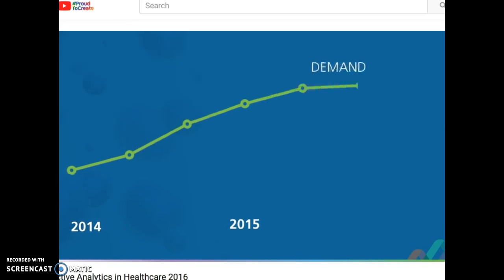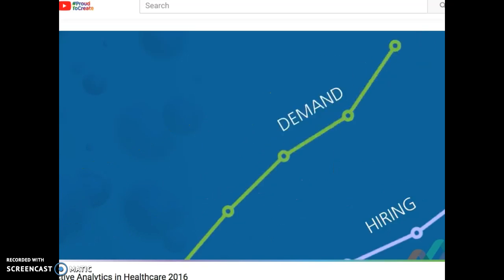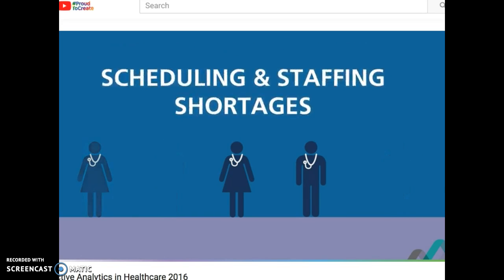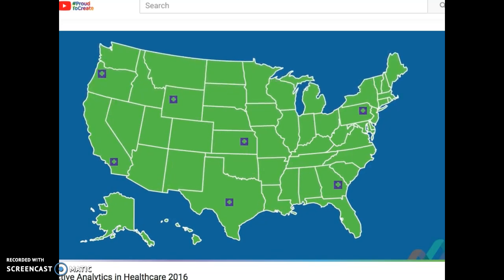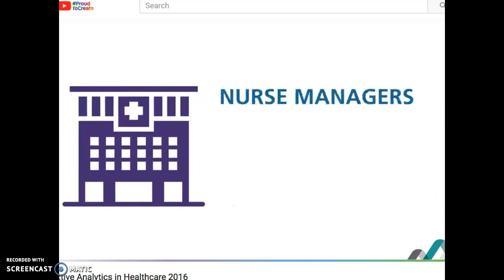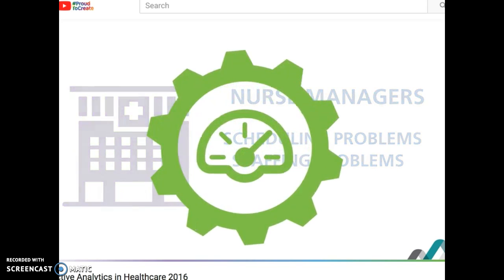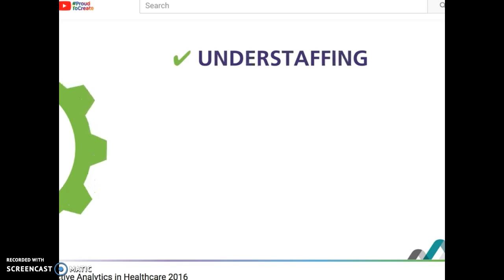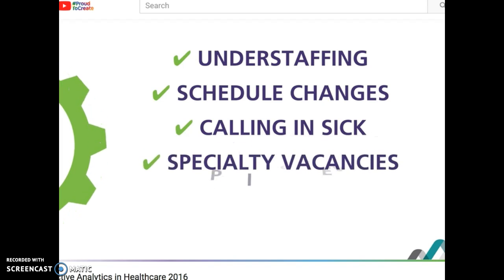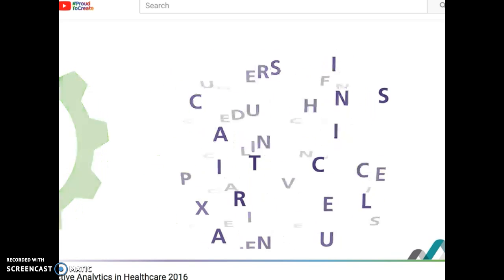Demand for nurses and other healthcare professionals has been rising for several years. At the same time, shortages of clinicians continue to grow. The gap of unfilled healthcare jobs is getting wider. Shortages of nurses are now being felt in scheduling and staffing at hospitals and other healthcare facilities throughout the nation. AMN Healthcare and Avantis conducted a survey of nurse managers to examine nurse scheduling and staffing problems and solutions using predictive analytics. Nurse scheduling and staffing problems include understaffing, last-minute schedule changes, calling in sick, specialty vacancies, imbalances between experienced and novice nurses, sudden changes in patient acuity.